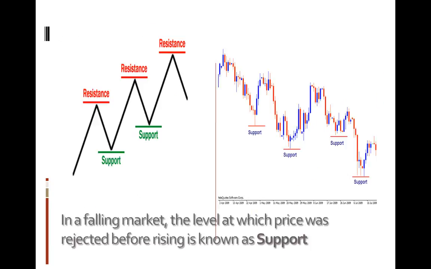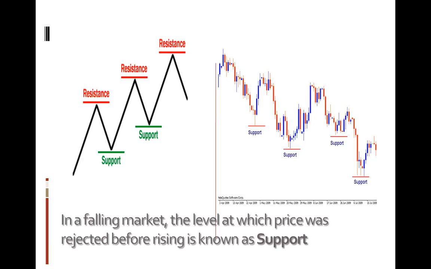Support. In a falling market or when price is dipping, the price level at which price was rejected before moving up is known as support. Now when price is coming down from a higher point, it will get to a level at which the dip will lose its momentum, and the price level at the support will reject that movement and change direction to the up move. That level at which price changes direction is known as support.